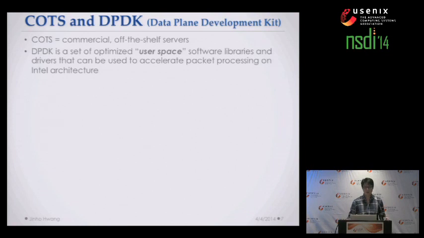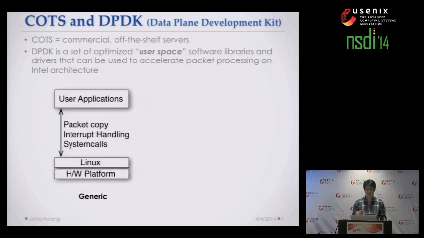Okay, so we target COTS, commercial off-the-shelf servers, which you can buy online. And we also utilize DPDK. It is a set of software and libraries to optimize user space, which allows us to access the NIC card directly and avoid the overhead incurred from the Linux kernel.